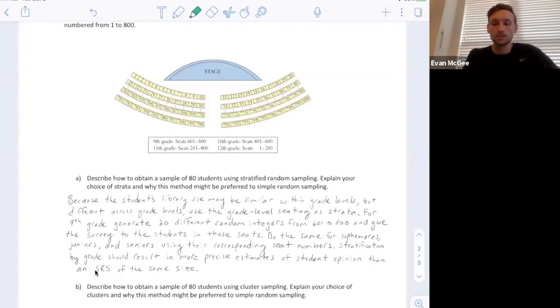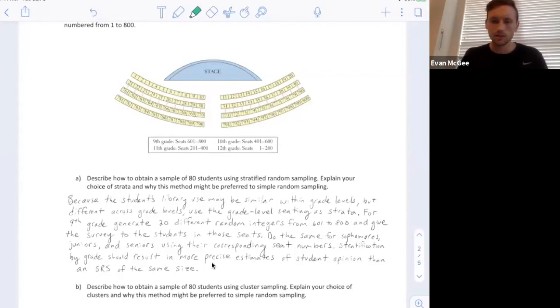Because if I did a simple random sample, there's potential that I could end up with only freshmen and seniors, or I could only end up with juniors and sophomores. If I've got strata, I'm guaranteed to have an equal representation of each class.